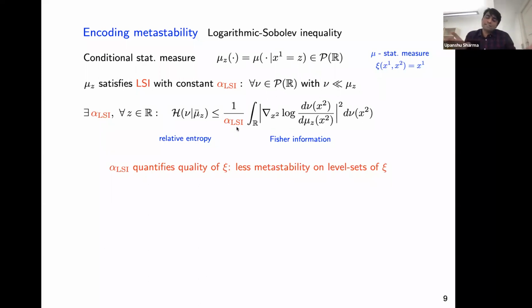Now, if you've not seen this before, it might seem like, what's the point of this? Why are we doing this? Well, the thing to keep in mind is that if you have such a log Sobolev inequality, it basically means that mu z has good mixing properties. What I mean is that any dynamics which sits on the level set and has mu z as an invariant measure will mix quickly. In fact, it will mix exponentially fast. So this quantifies the fact that you expect fast mixing on the level sets.